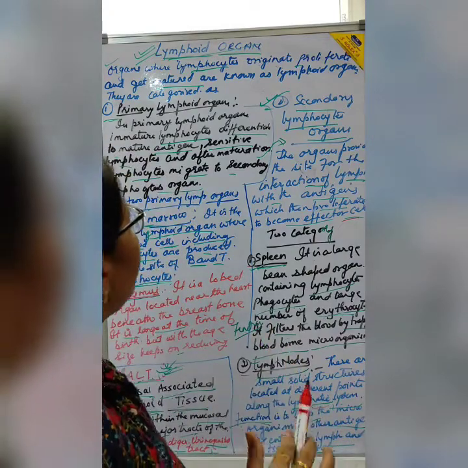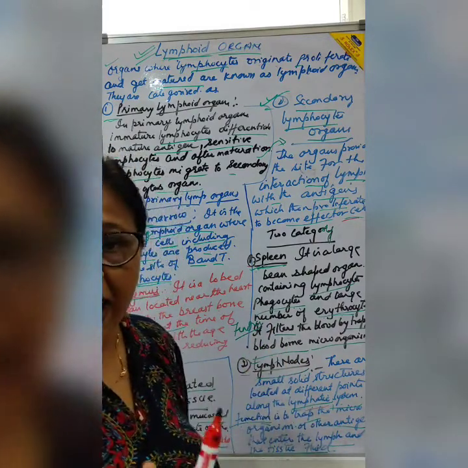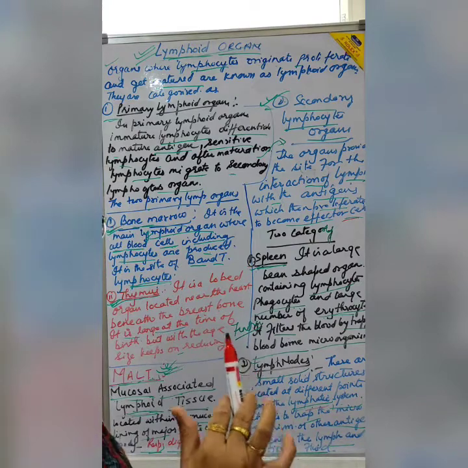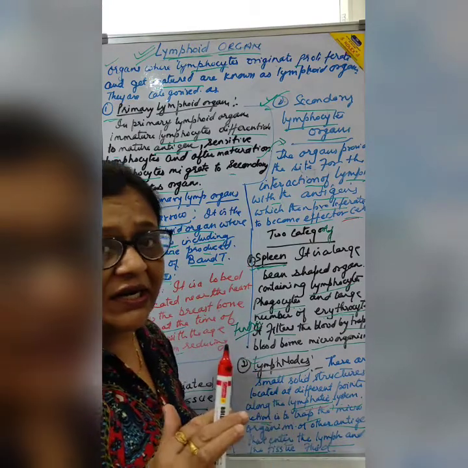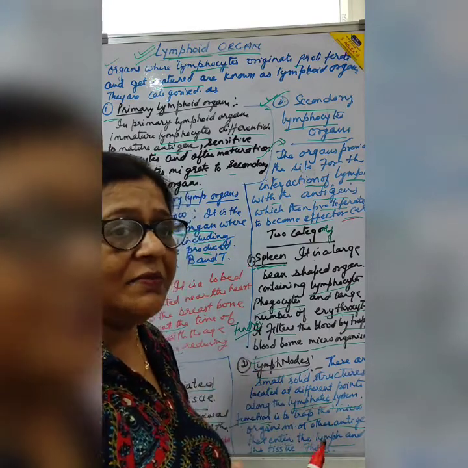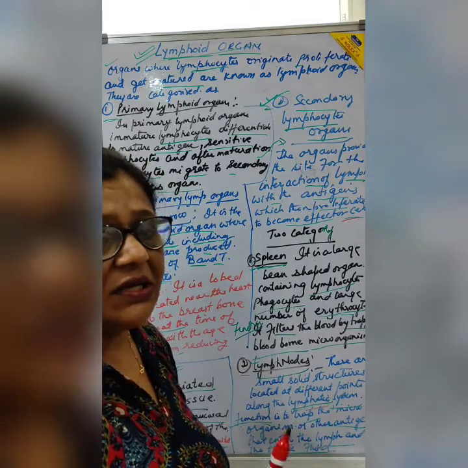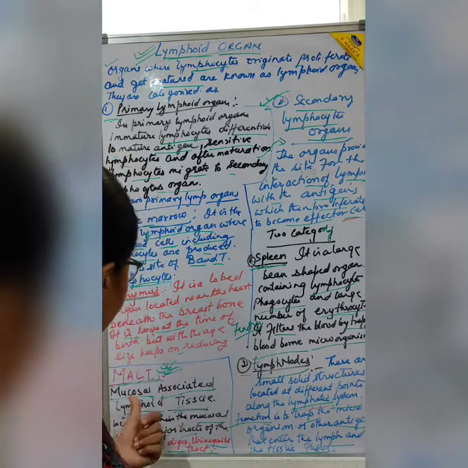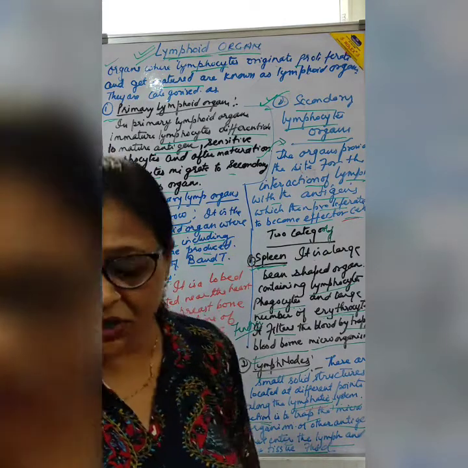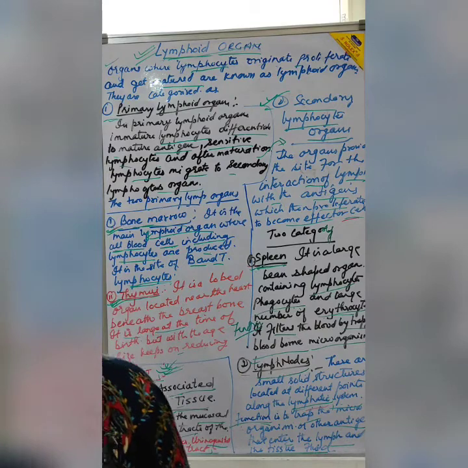So we have studied lymphoid organs and allergies, and in lymphoid organs we have studied the types, primary and secondary, and their subdivisions, and lastly MALT. So with this our topic ends, the lymphoid organs.